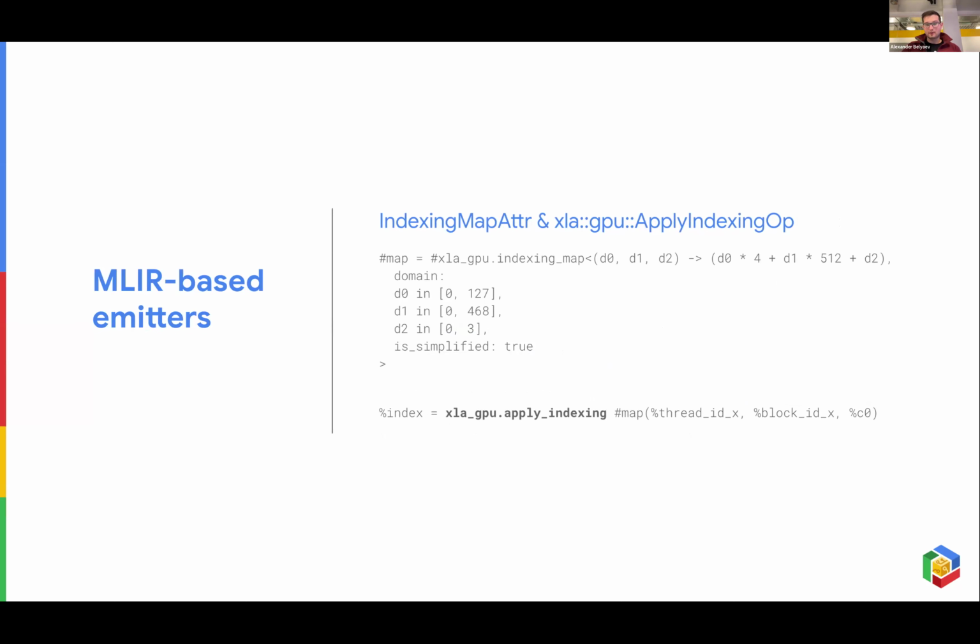We also have an MLIR attribute for indexing maps. It looks almost exactly as they do on the previous slides. We just have this #xla_gpu.indexing_map. So it's, again, an affine map with domain information. And we have an op similar to affine.apply. In this case, it's xla_gpu.apply_indexing, which can also evaluate this map.